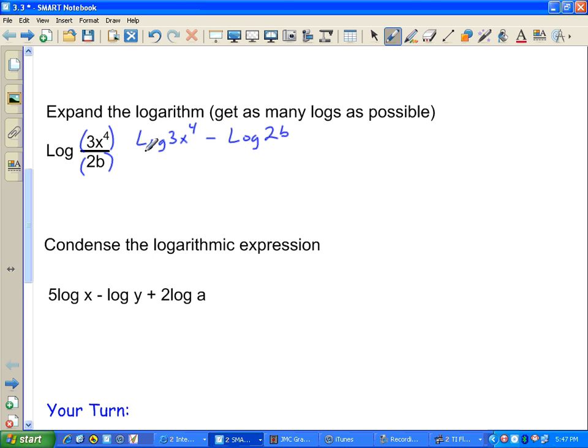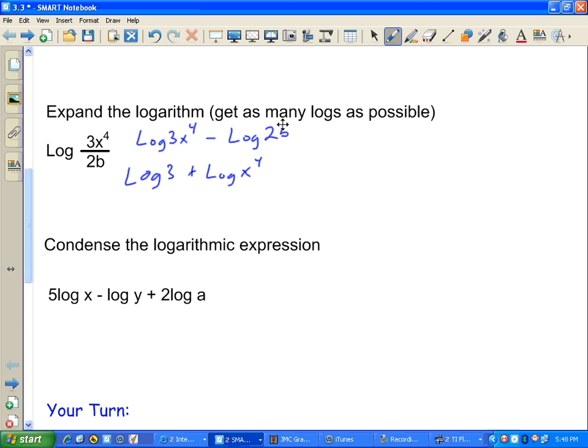Now I can expand this one further. Okay, I've got a product here. I've got 3 times x to the fourth. Now I want to do the product first because that 4 is an exponent on the x only, so I can't drop that down in front of this log. Okay, if it was written more this way, if that 4 was on both of these, then I would drop the 4 first. But since the 4 is only an exponent on the x, I need to do the product rule first. So I'm going to split this up into log of 3 plus the log of x to the fourth.